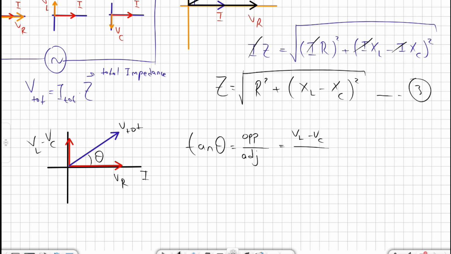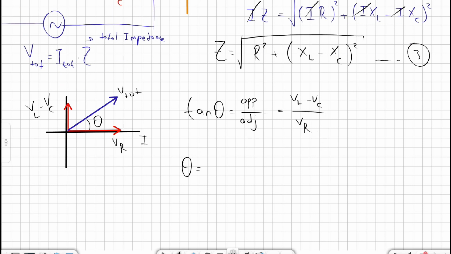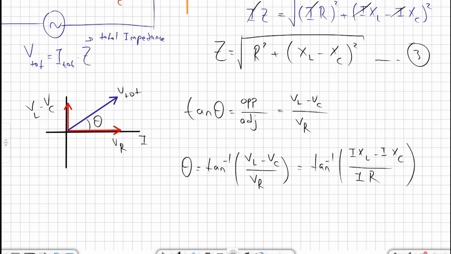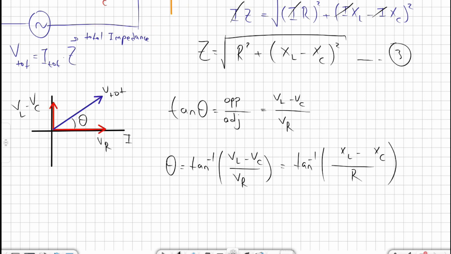VL minus VC divided by VR. We don't need tangent, we need theta alone. So theta will be equal to tan inverse of VL minus VC divided by VR. Each V is equal to I times XL, I times XC, I times R. This is a series combination, so the current is the same in all of them. Let me cancel all the currents. These are both correct, and they will give us the angle between V total and the current or VR.